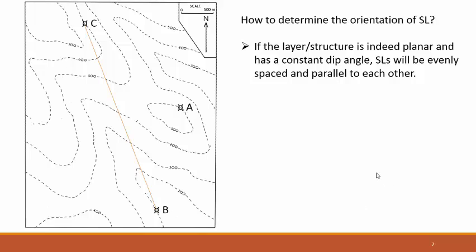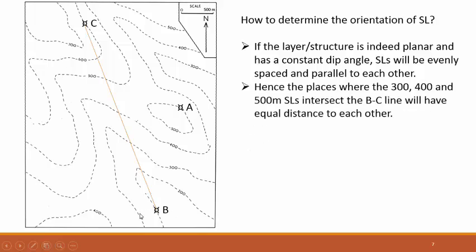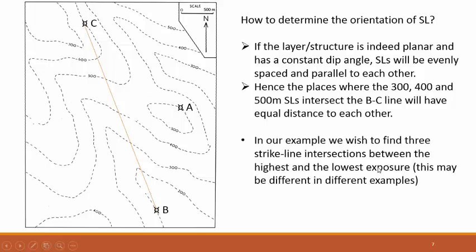If we assume that the layer or the structure is indeed planar and has a constant dip angle, these strike lines will be evenly spaced and parallel to each other. And that means that we can place along this line between B and C evenly spaced points of intersection for the 300, 400, and 500-meter strike lines. They will have equal distance between B and C. And this is easy enough to construct.